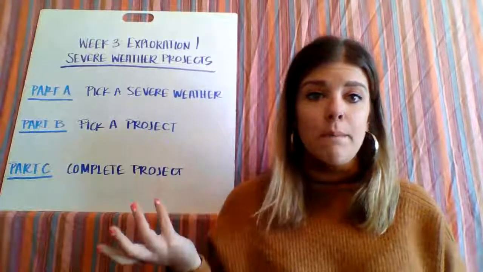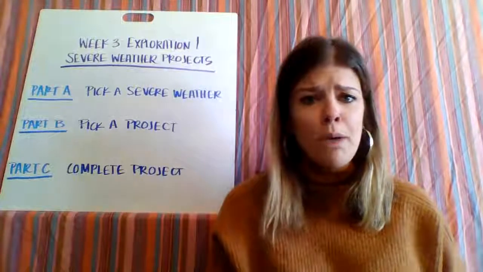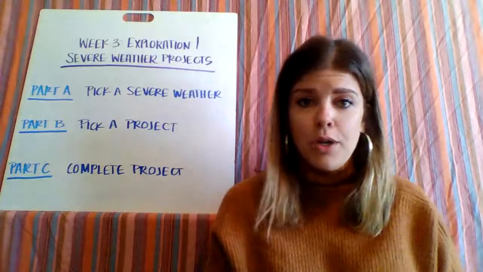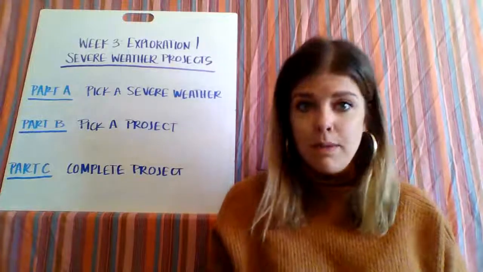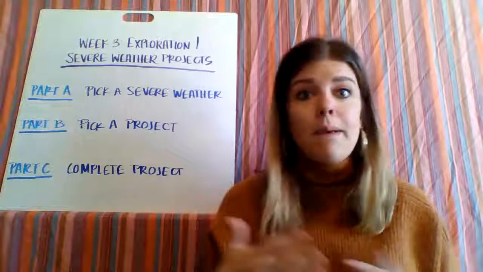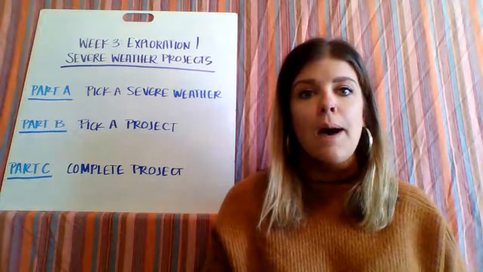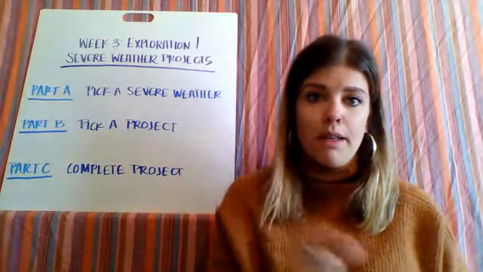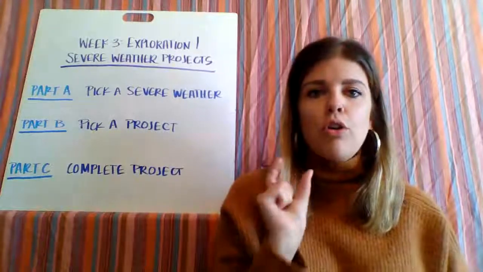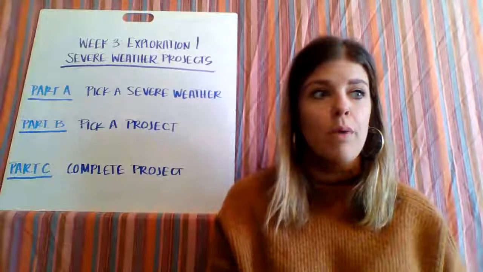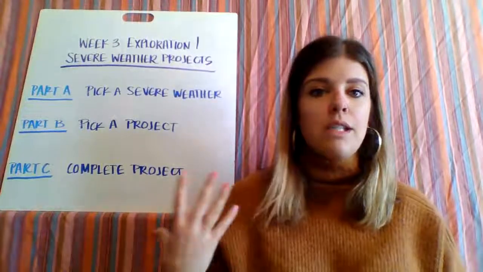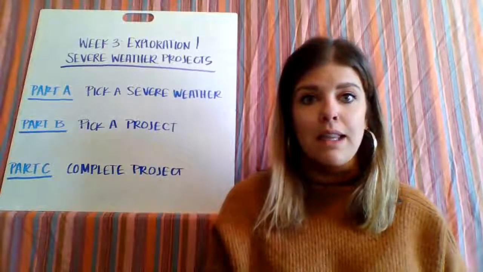Part C is actually completing the project. Once you pick a project, let's say you want to make a comic strip, you're going to read the description and make your comic strip. It needs to be at least 6 panels. It can be more than that, absolutely. Each box of a comic strip is what we would call a panel, so you need at least 6 of those. You need to tell a story. You need to make sure that we understand the cause of the severe weather, the damage, and things like that.